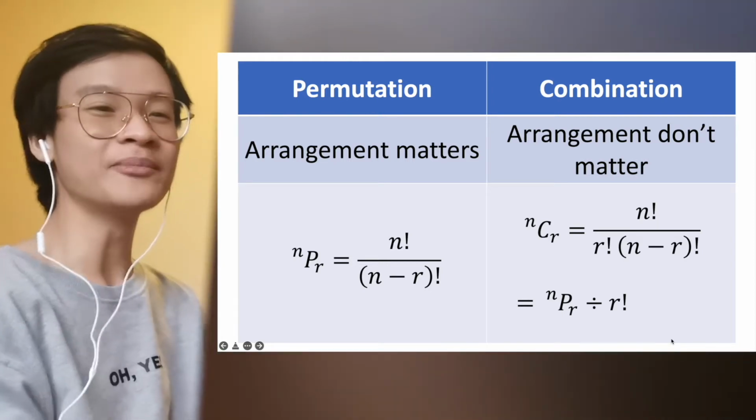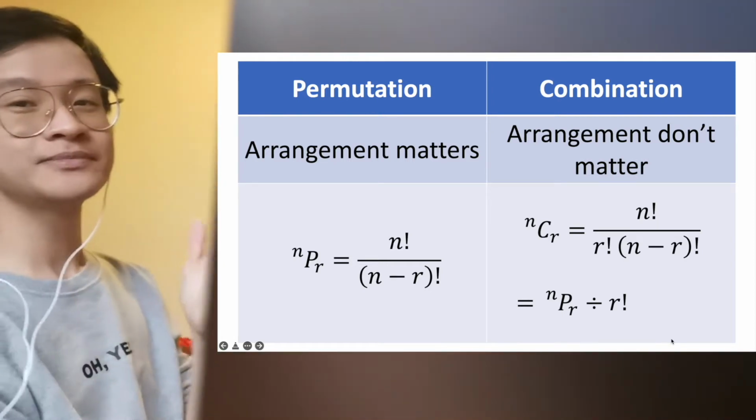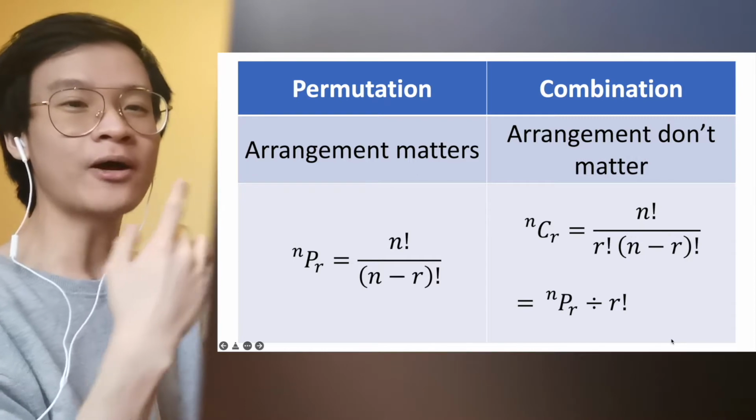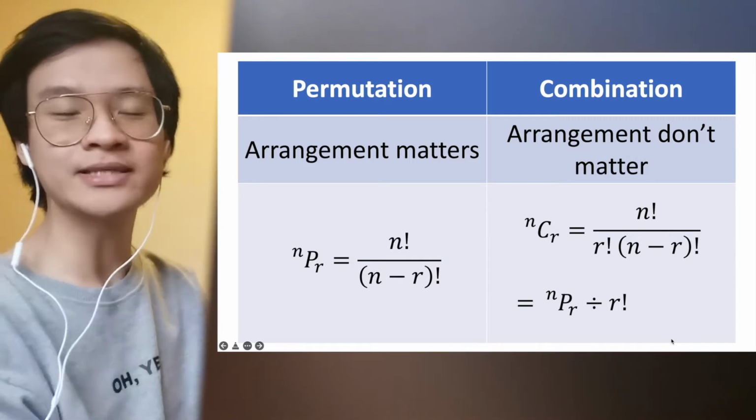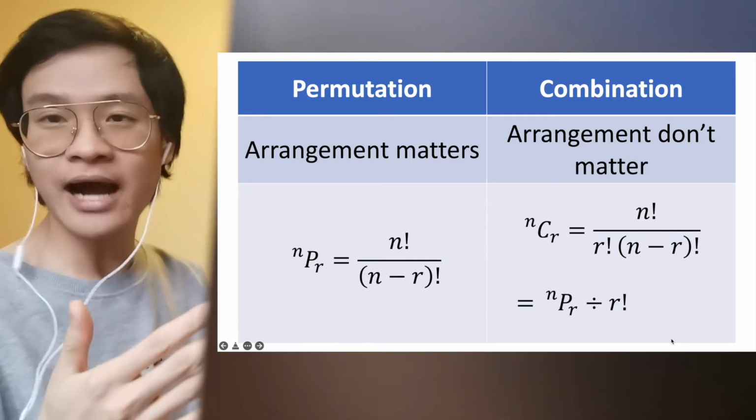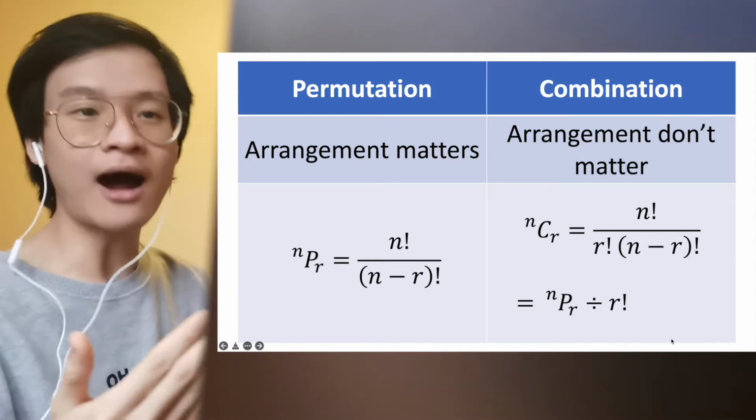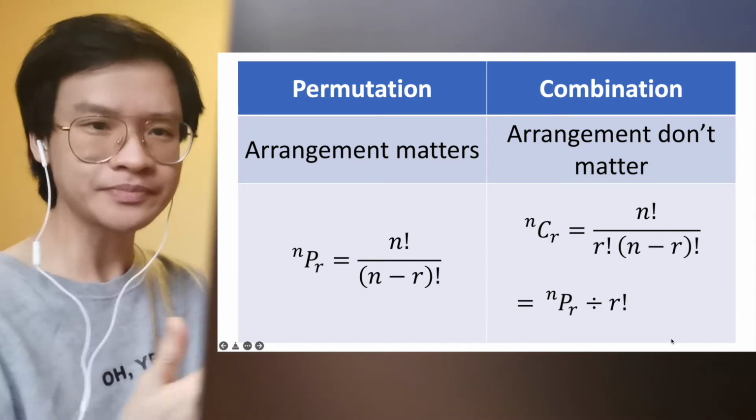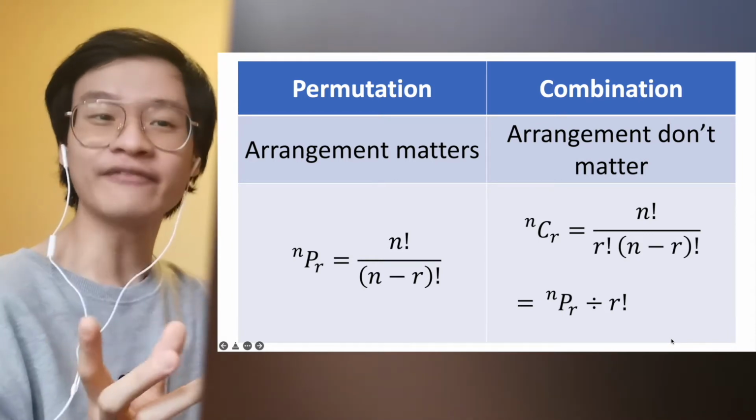So you can see the formula of combination right here, and then you can compare it with permutation. You can see that nCr is just nPr divided by r factorial. Why do we need to divide by r factorial?